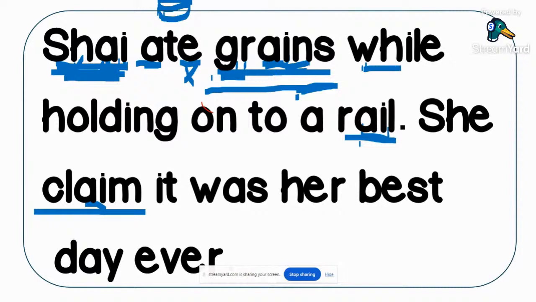W-H, the W makes the sound and the H is silent. So we hear W. Here we're going to apply that same concept. The E at the end is silent. And we hear the vowel that comes before the consonant call its name. So the I is going to make the sound I. So we hear I. And the L would say L.